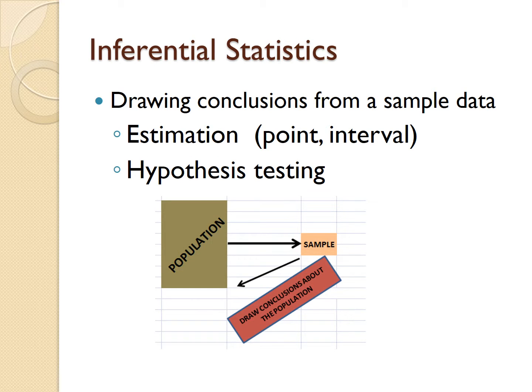So basically, we have a bigger population, we draw a sample from it, and then we will draw conclusions about the population based on the sample that's used. And drawing conclusions from a sample data could be based on estimation, or it could be based on hypothesis testing.